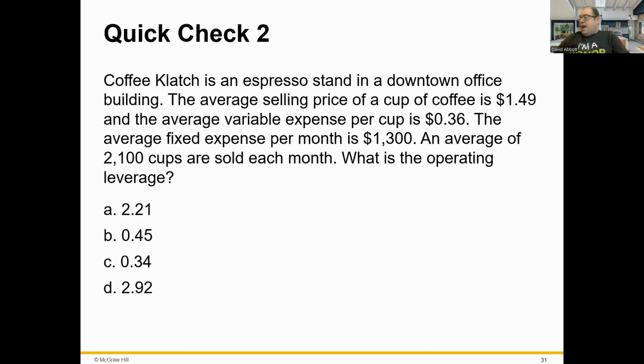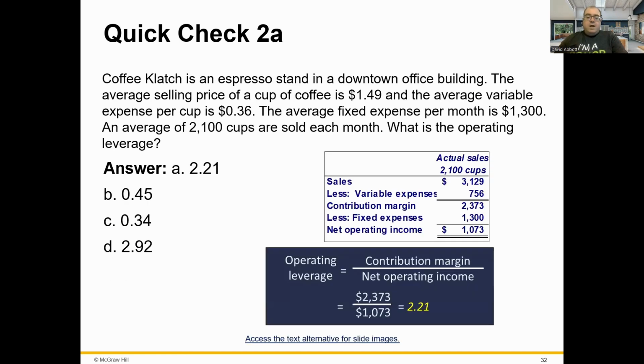Okay, so let's do a quick check now. So if Coffee Clash is an espresso stand in a downtown office building, and again, the average selling price for a cup of coffee is $1.49, and the average variable expense per cup of coffee is 36 cents. The average fixed expense per month is 1,300, and an average of 2,100 cups were sold. What is their operating leverage? And so it would be 2.21.